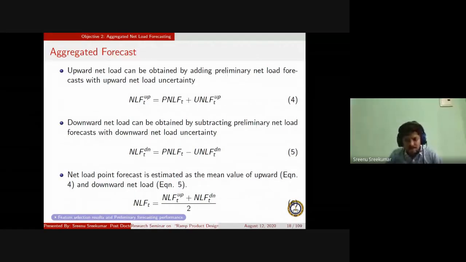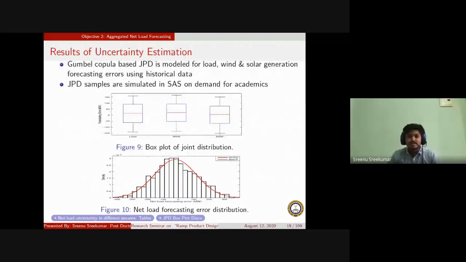And the Gumbel Copula is modeled using the historical data, and the JPD is simulated in SAS OnDemand for Academics software. And figure 9 shows the box plot of the joint distribution, and it shows the load forecasting error distribution as well as the wind and solar forecasting error distribution. And figure 10 shows the estimated net load error distribution.